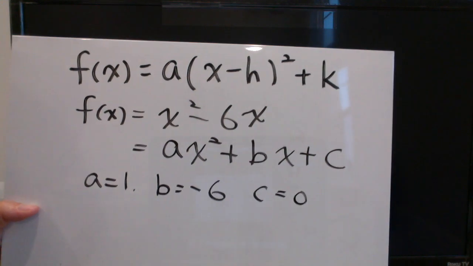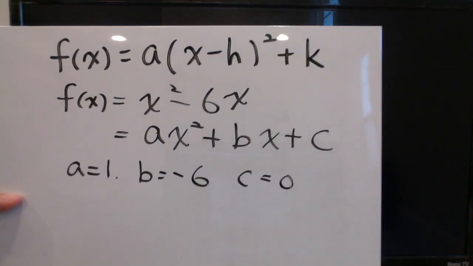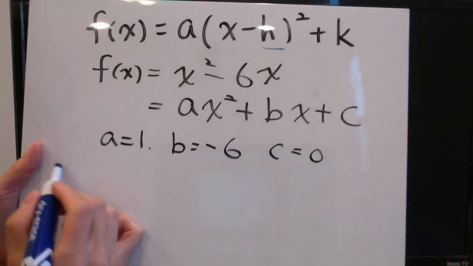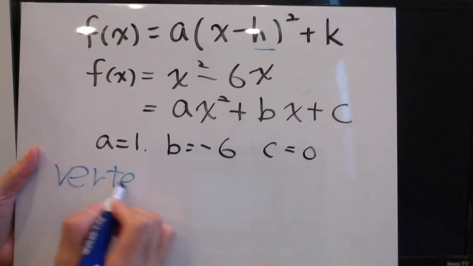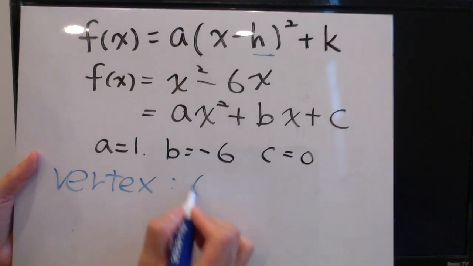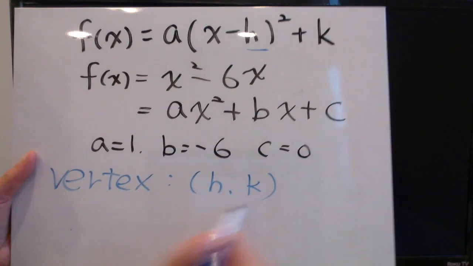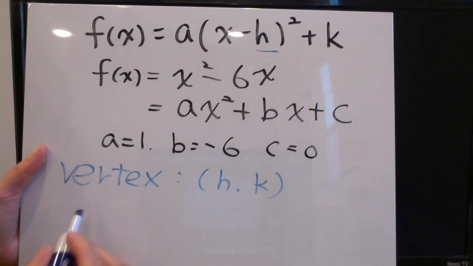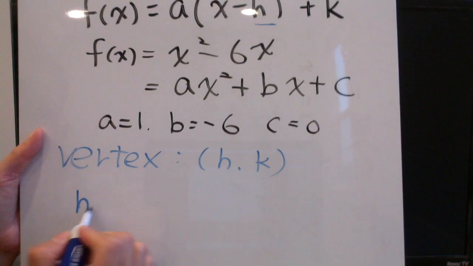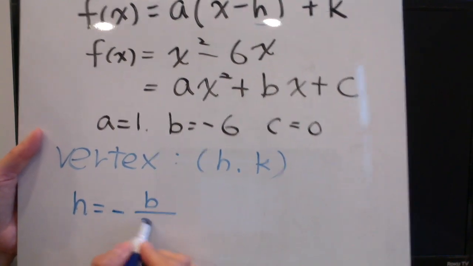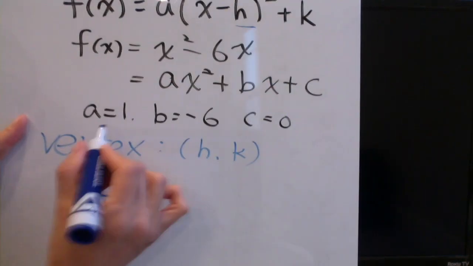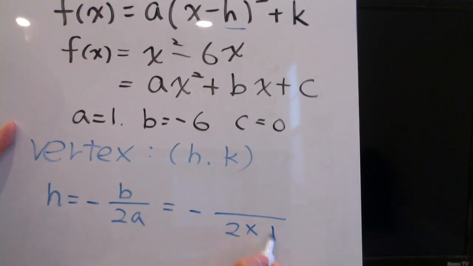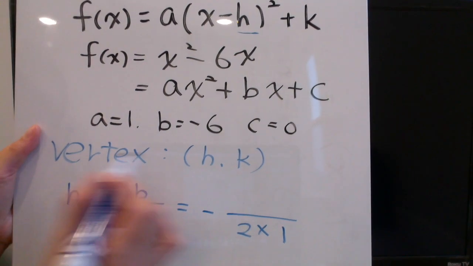So how do we find H? We're looking for this H right here. So making sure we're looking for vertex, right? Vertex is H and K. That's what we are looking for. Okay, so H is negative B over 2A. So we'll just put in 2 times 1. B is negative 6.